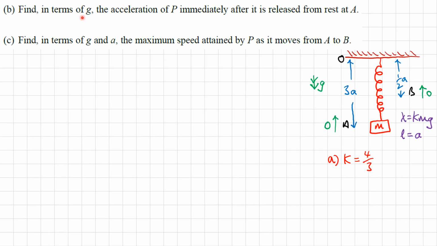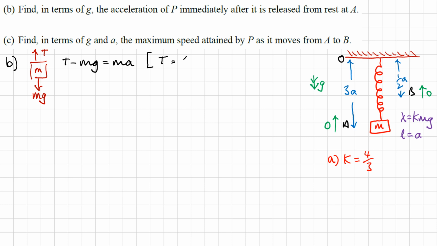Part B, find in terms of g the acceleration of p immediately after it is released from rest at A. When you see acceleration, that means forces. Now what forces are we going to have? So we'll have tension, the tension in the spring pulling it up, and its weight going down. So the equation of motion will be T minus mg is equal to ma.